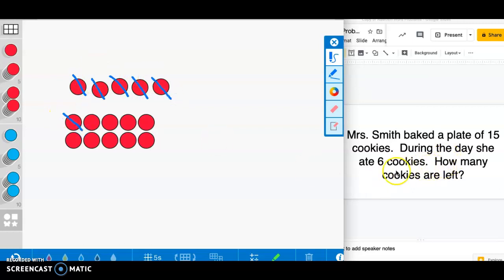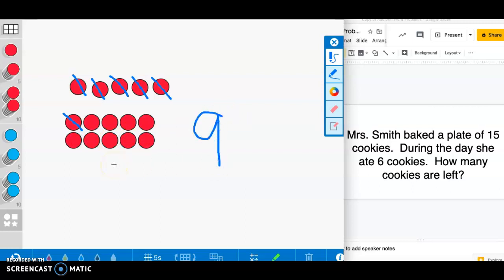Now it's asking me how many are left. So I need to count. So let's count them. 1, 2, 3, 4, 5, 6, 7, 8, 9. I have 9 cookies left.